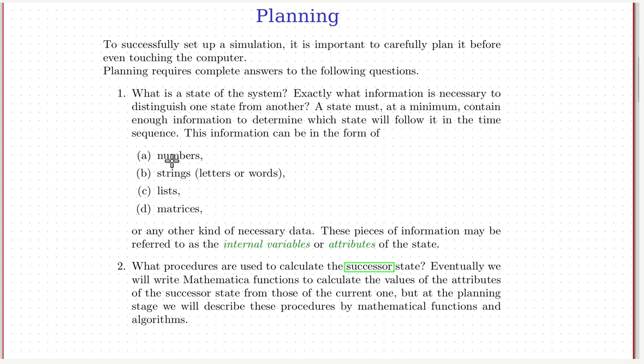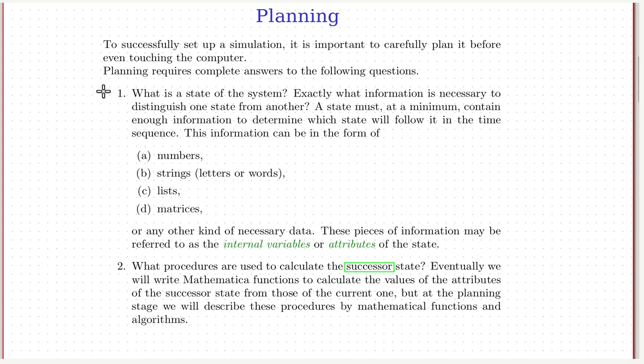All these different pieces of information I'll refer to as the internal variables of the state, or the attributes of the state. So, for example, in the case of the hunter, one of the attributes of this state was the weapon she was using, whether she was using a rifle or a bow and arrow. And maybe another attribute of the state would be whether she was successful in bringing down a deer or not.